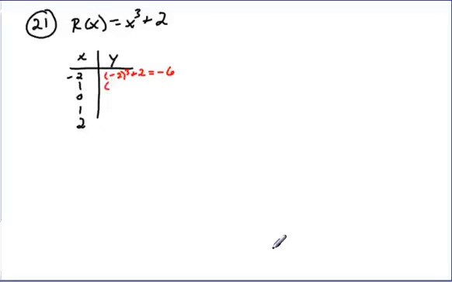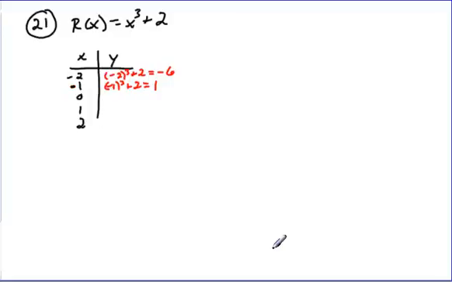And then let's plug in a 1. We get -1 cubed plus 2. That's a -1 since it's an odd power, plus 2 gives me 1. Check my math here, we're doing this all in our heads.